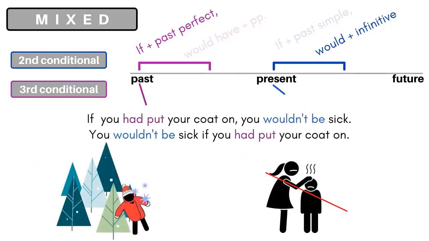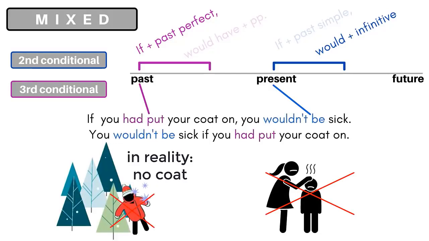If you had put your coat on, you wouldn't be sick. You wouldn't be sick if you had put your coat on. You didn't put your coat on, so now you are sick. So, we've looked at 3 examples of a hypothetical condition in the past with its present hypothetical result. You can see the mixed conditional here.